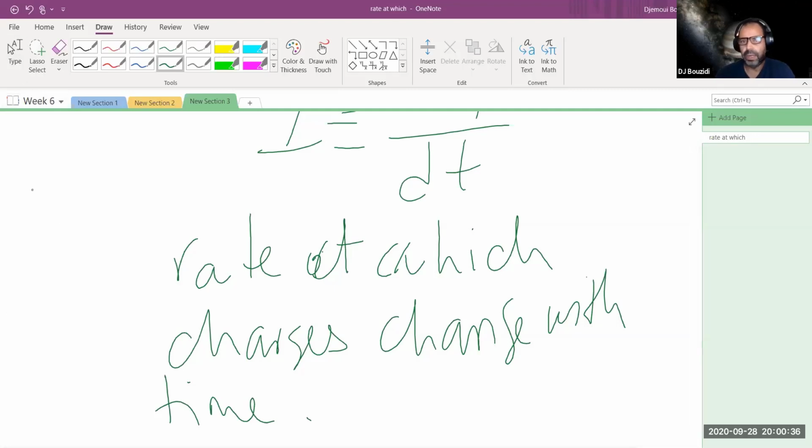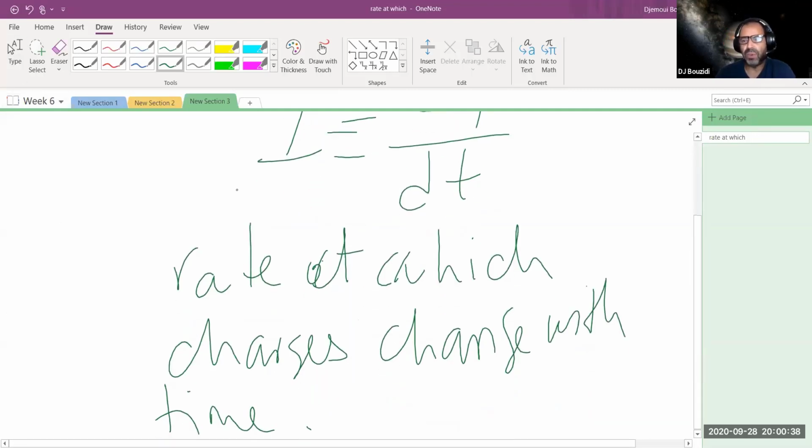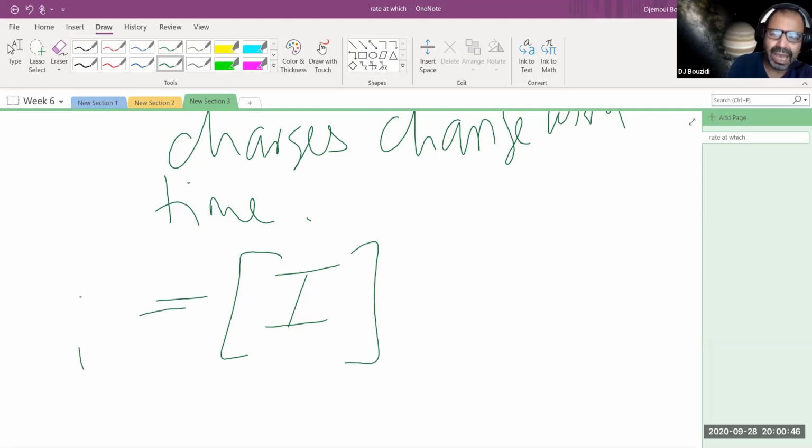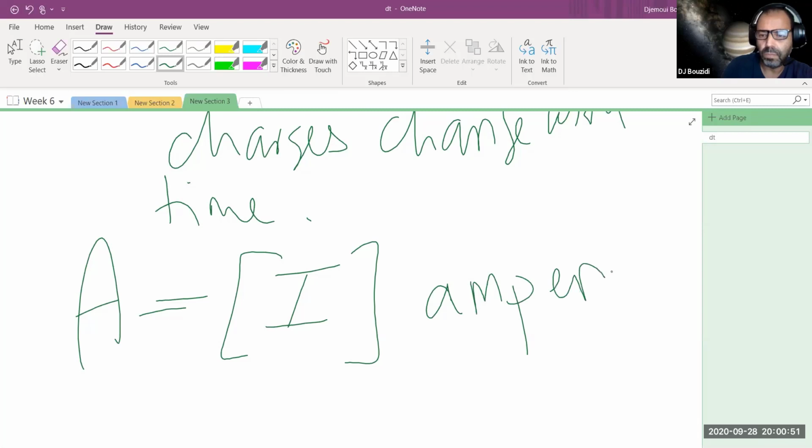Okay. Now, in terms of units, the current is measured in amperes.